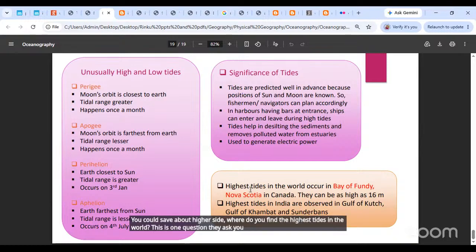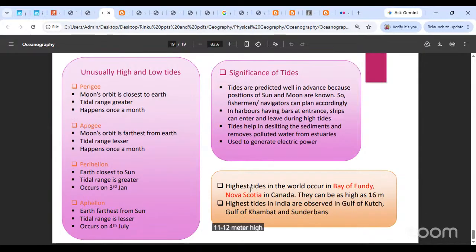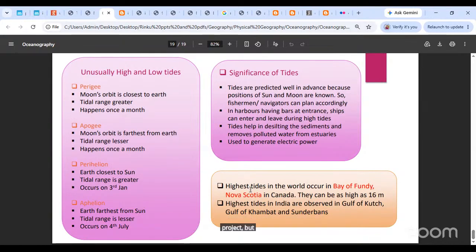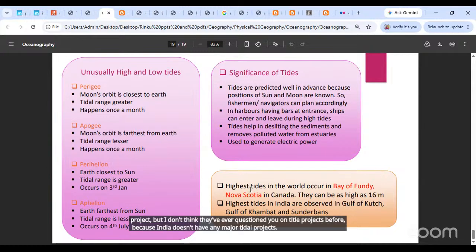And sometimes they sneakily ask you where you find the highest tides in India, and you should know it is Kutch. Kutch usually has some 11, 12 meter high tides, Khambhat has a little lesser tide, and the Bay of Bengal even lesser. I think in some CDS exam they once asked about the Sihwa Lake project in South Korea, but I don't think they've ever questioned you on tidal projects, because India doesn't have any major tidal projects. We've been trying for some time, but we don't have any.